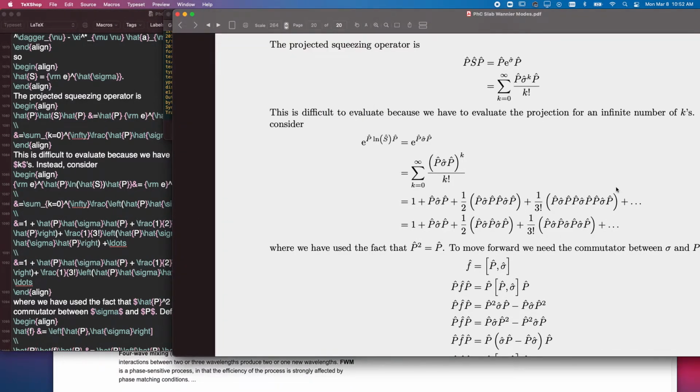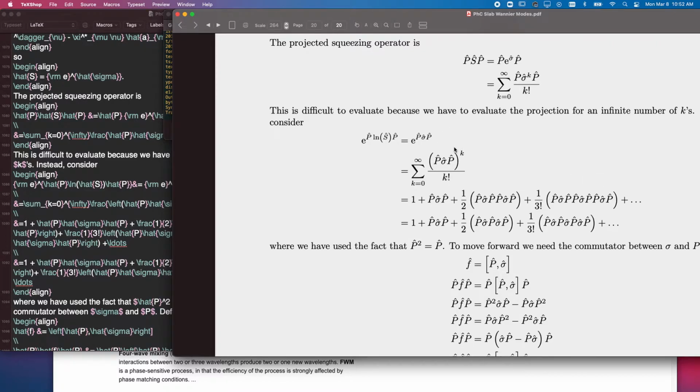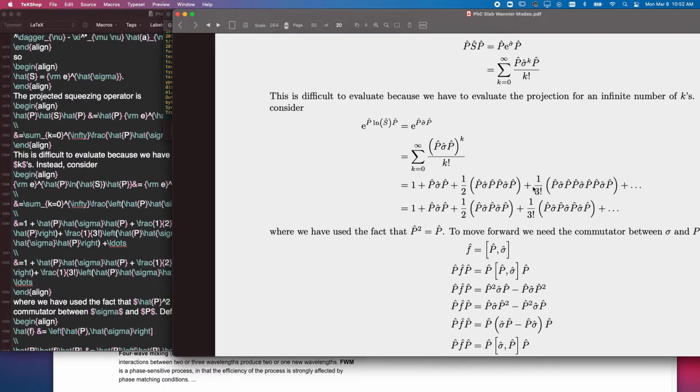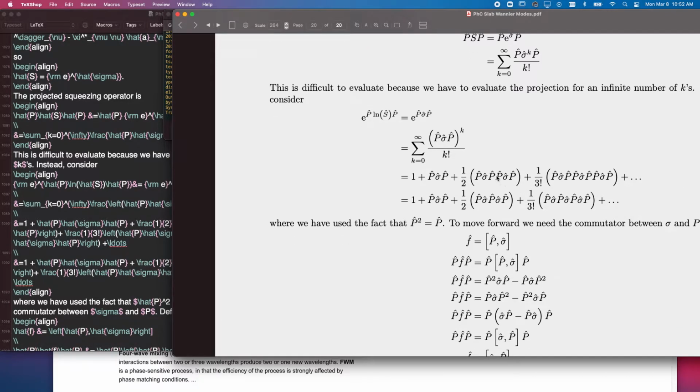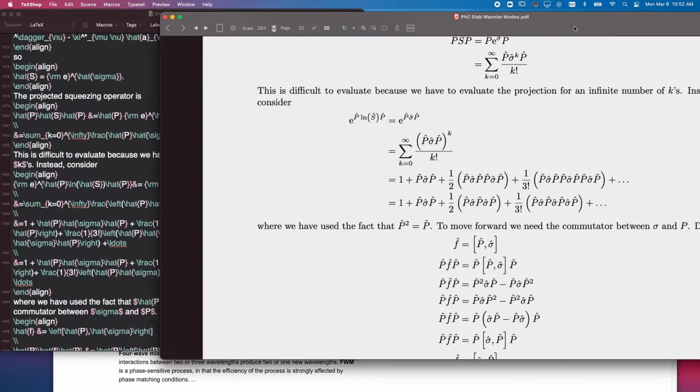Let's see if that messes me up. Okay, so when k is equal to 0, I just get 1. Anything to the 0 is 1. Plus p sigma p plus 1/2 times p sigma p times p sigma p, and so on. Now I'll use the fact that p times p is just equal to p. So all of these terms in the middle just become p. Alright, and that's all we can do there.